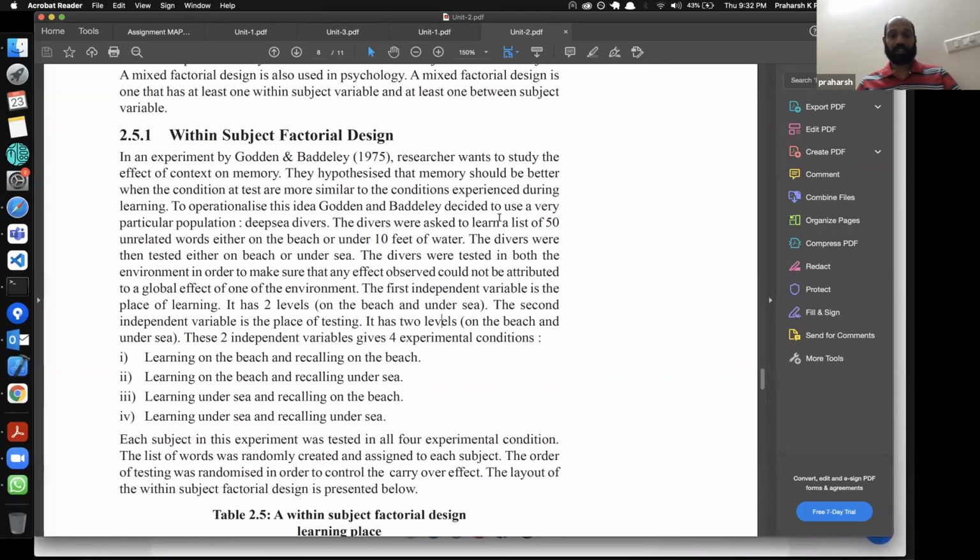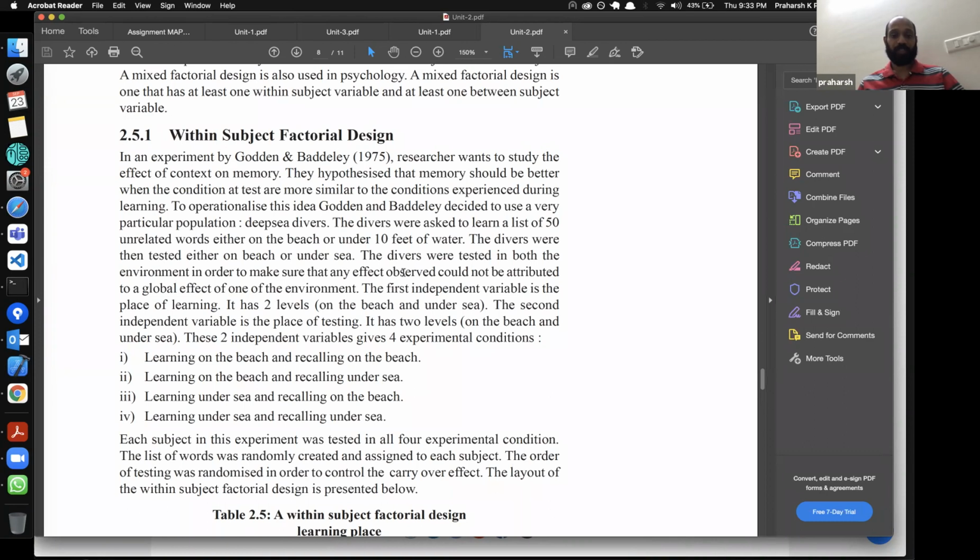The divers were asked to learn a list of 50 unrelated words either on the beach or under the sea, under 10 feet of water. The divers were then tested either on the beach or the sea. The divers were tested in both environments in order to make sure that any effect observed could not be attributed to a global effect of one of the environments.